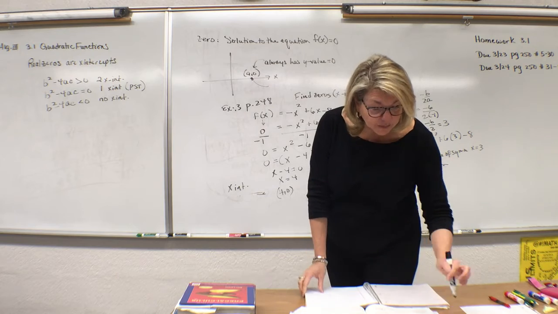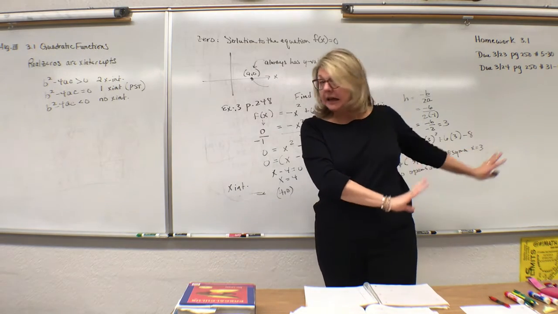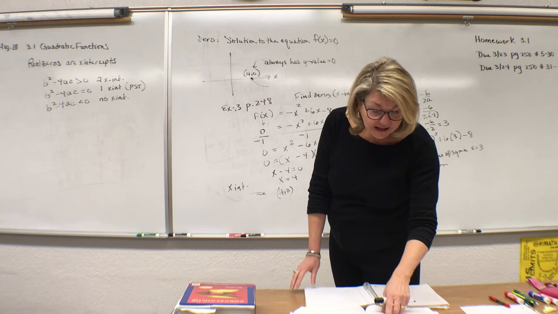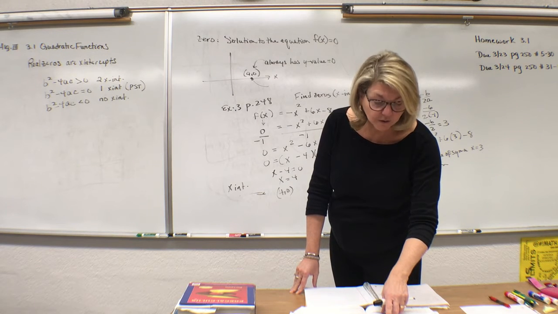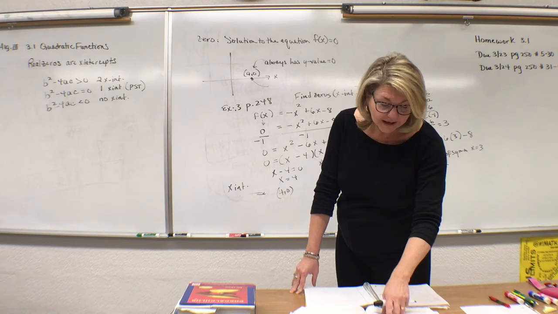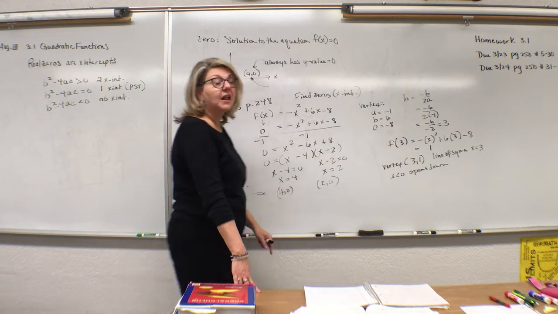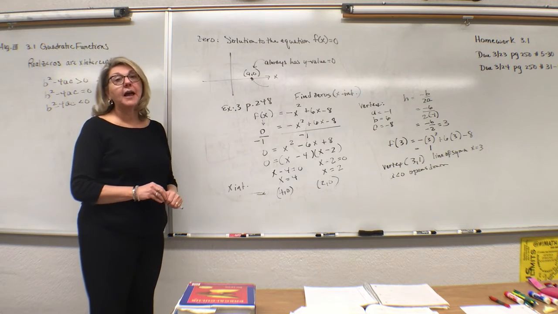So again, I've just completed example number 3, taken it further than the book by doing the whole job. If you take a look at figure 3.4 on page 248, you'll notice the vertex is at (3, 1). The x-intercepts are at (4, 0) and (2, 0).